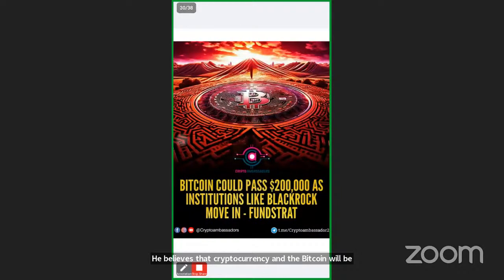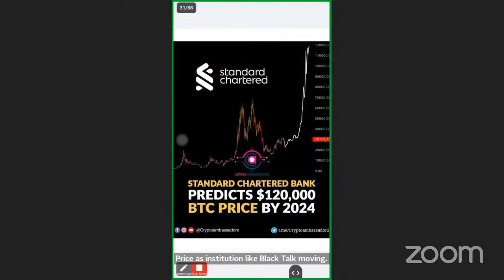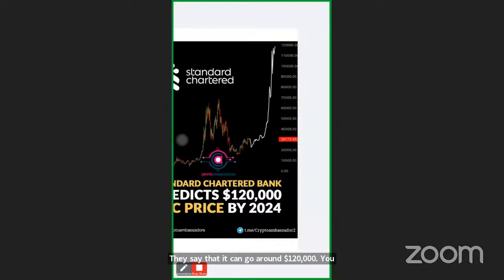He realizes its power. Bitcoin could pass $200,000 as institutions like BlackRock move in. This is a statement by Fundstrat. Another statement comes from one of the biggest banks in the world, Standard Chartered Bank. I hope you know about it. Standard Chartered Bank predicts that Bitcoin's price by the year 2024, then the next year, can go around $120,000, even just before the next halving.